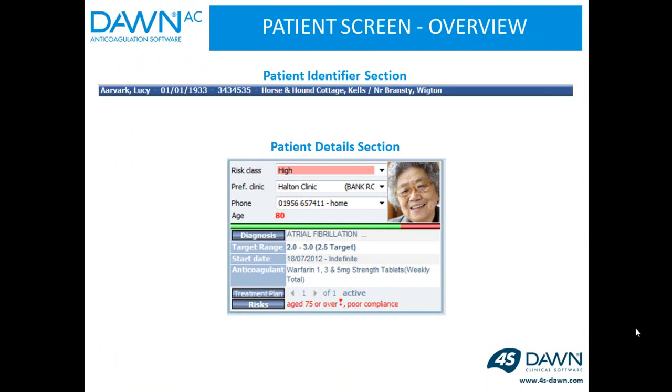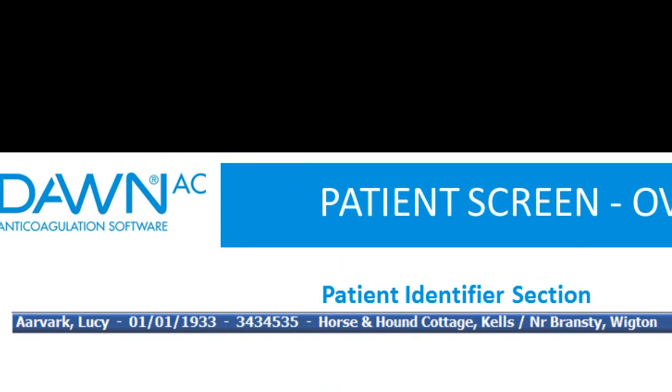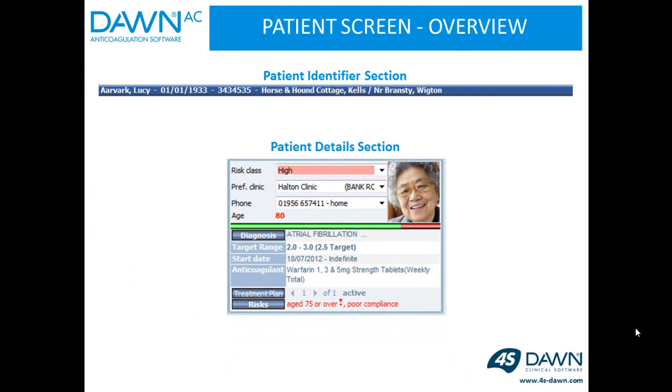In the top left section, first of all, we have our main patient details. Now, at the very top of the main patient screen, you do have a patient identifier. You can see the patient's name and their date of birth, identifying numbers and address details, and that will always be there so we can see quite clearly what patient we're looking at.